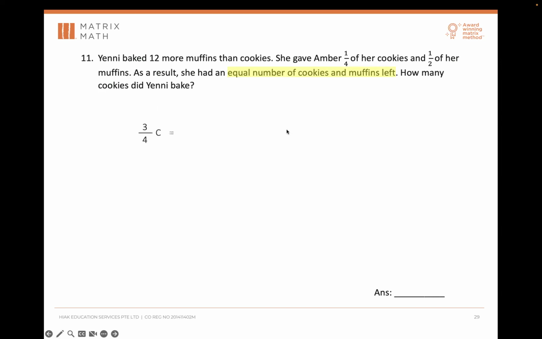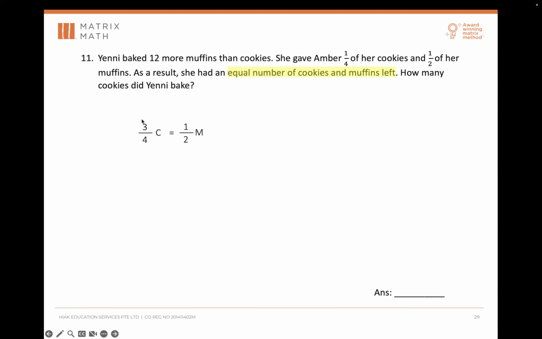What fraction of Amber's muffins is left? She gave away half of a muffin, so she's left with the other half of the muffins. Since they are both equal, the step to solve an equivalent proportion is to make the numerator equal for these two fractions.